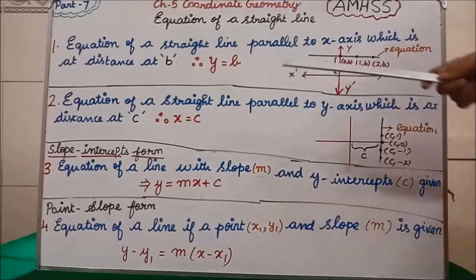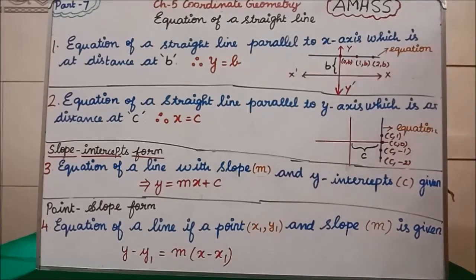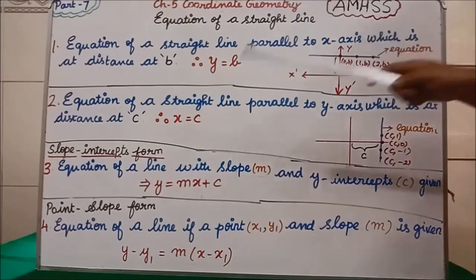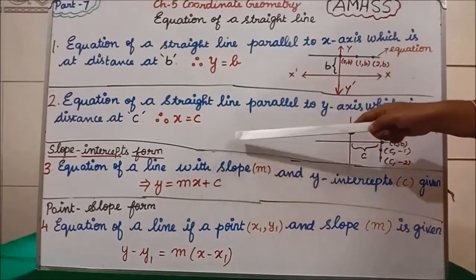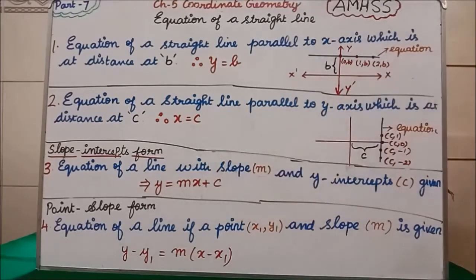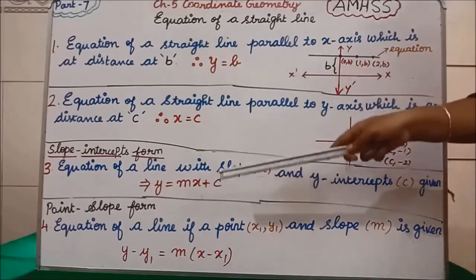Now the third formula is the slope intercept form. If the slope and y-intercept are given in the question, you are going to apply y equal to mx plus c. When will you apply this formula? When the slope, that is the m value, and the y-intercept, which we denote by c, are given. Then immediately you have to think y equal to mx plus c.